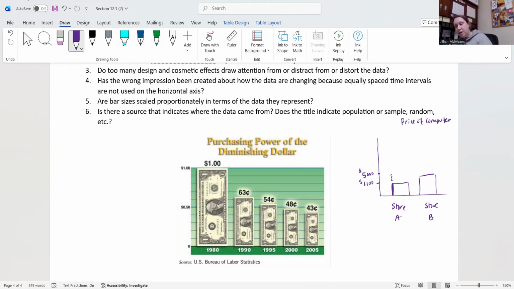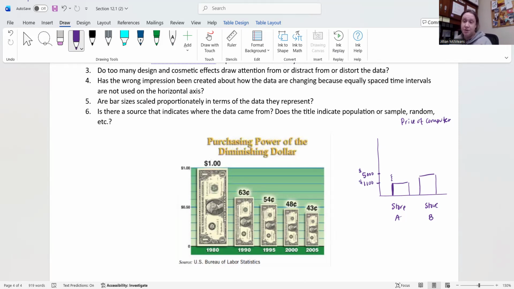Okay. So make sure you have properly labeled everything in your graph. Make sure you don't have any kind of distractions in your graph that takes away from the actual data. Make sure your data is properly sourced. Make sure your data comes from a reliable source. Increment your graphs properly.